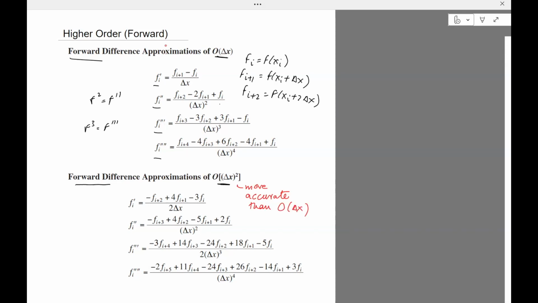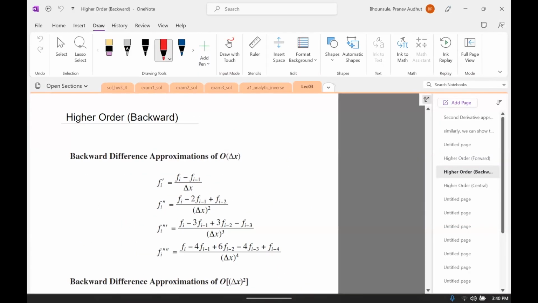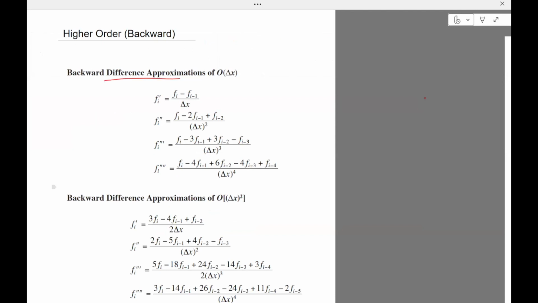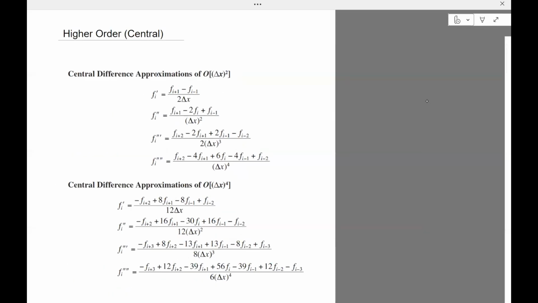So here are formulas. You can see that, for example, for the first derivative, this one uses 2 points, but this one, to get more accuracy, is using 3 points, and so on. So the first 4 derivatives. Okay, then we have these, which are only backward difference approximations of different orders. So again, you'll see they have a trend similar to forward difference. Then we have central difference.